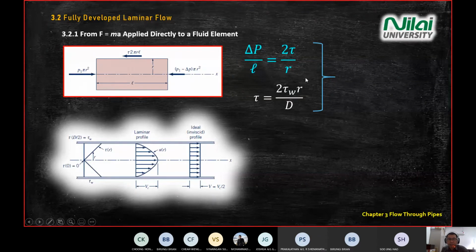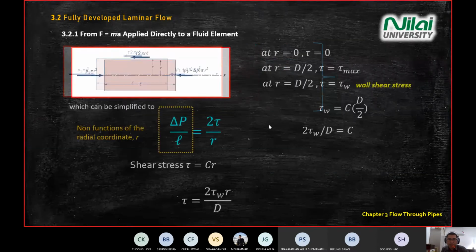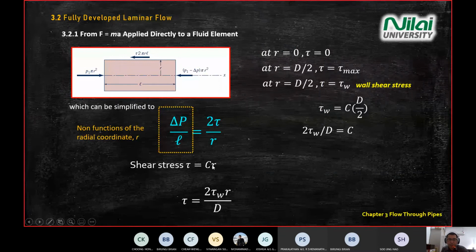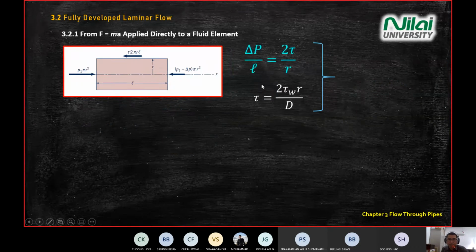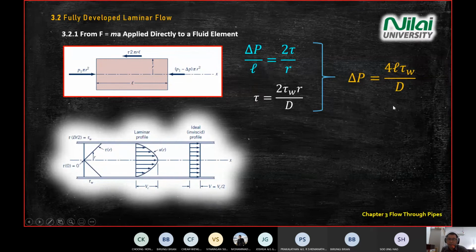This one is from F equal to ma. You sum it up: all the forces equal 0 inside the system. This one you derive from the shear stress definition, shear stress equal to a constant value times R. By the boundary condition, you get the second one. You substitute this one inside this equation, and you get delta P equal to this term.